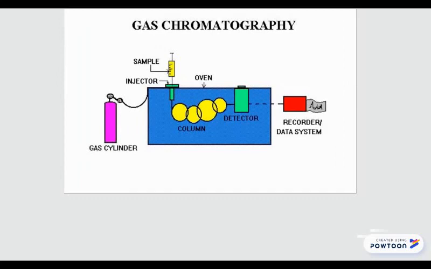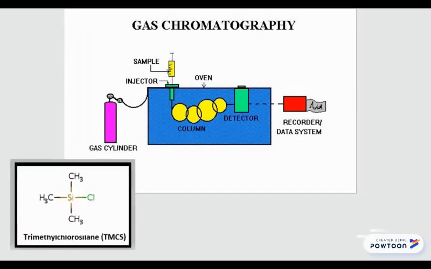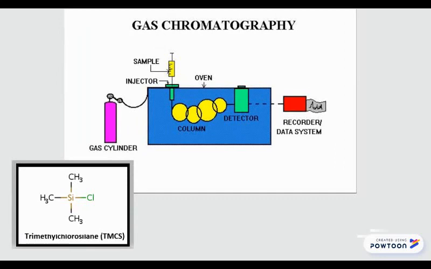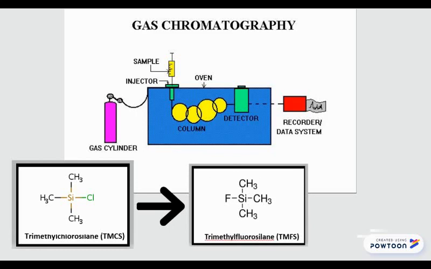Gas chromatography. In this method, extraction of the ions is achieved using trimethylchlorosilane in toluene. This produces another chemical called trimethylfluorosilane, TMFS. The organic layer is then injected into the gas chromatography system. Then the TMFS peak height is compared with those of standard solutions to obtain the concentration of fluoride ions.